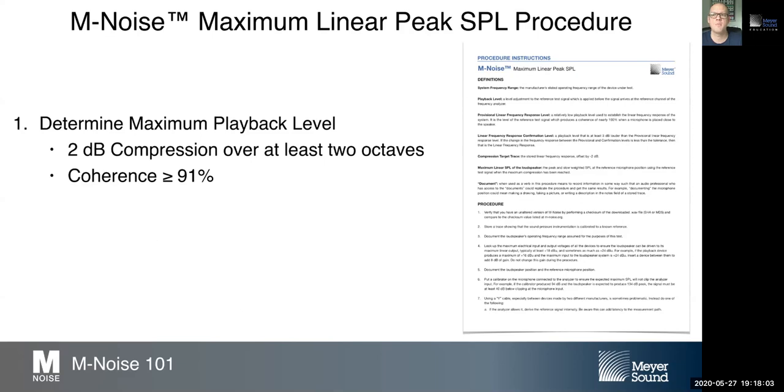This procedure is not a replacement for tried and tested methods such as THD and intermodulation distortion and such. But if there's distortion, this procedure will reveal it, and then it's up to the user to start investigating what is the nature of the distortion and what is causing it. That being said, if coherence drops below 91% due to distortion, we say stop, because the loudspeaker is no longer linear.